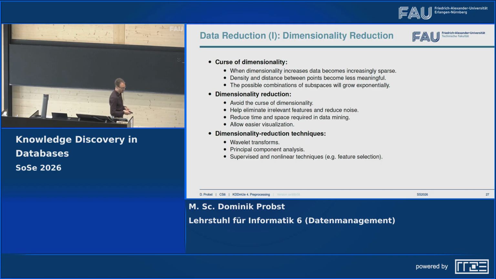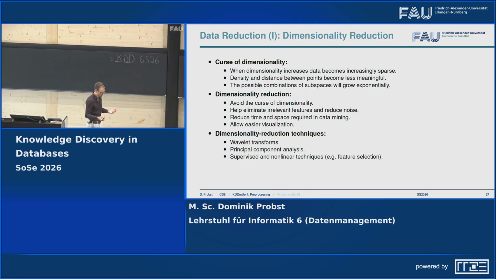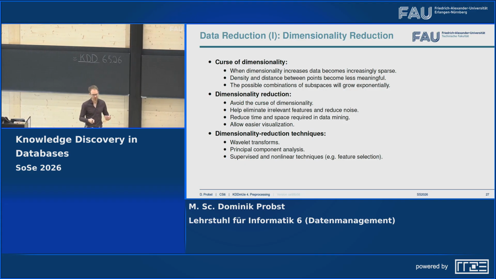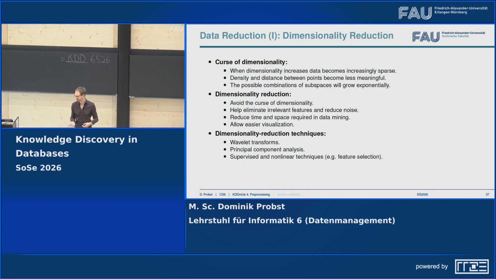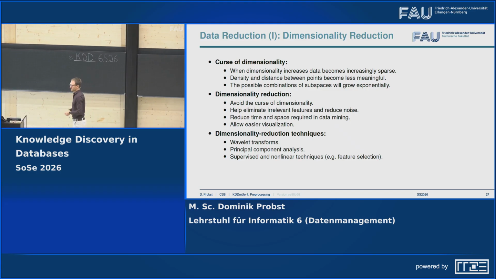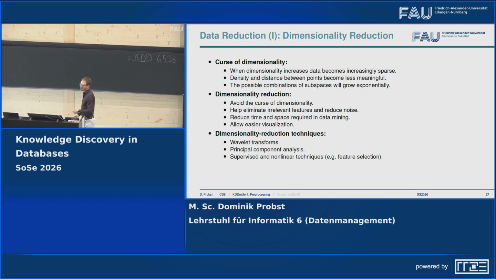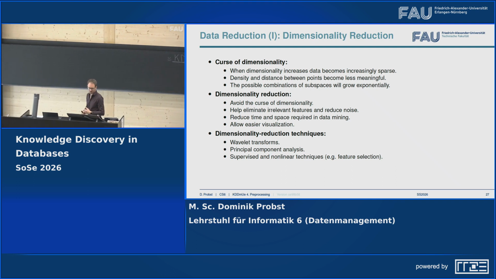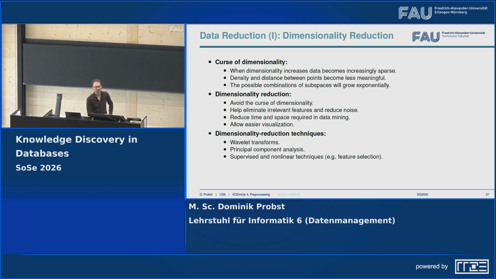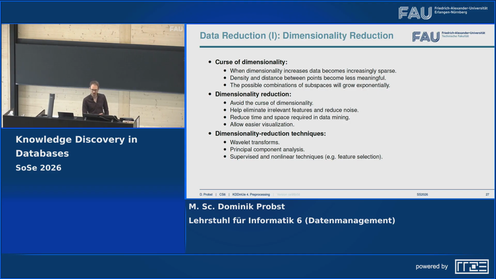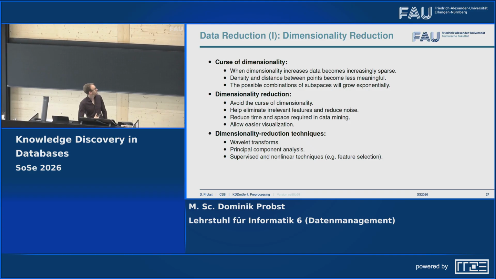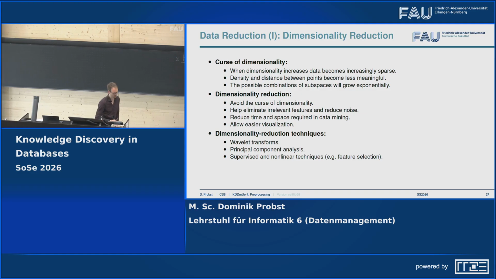Also, the possible combinations grow exponentially with each dimension we are using. So by reducing the number of attributes, the dimensions we are working on, we can avoid or reduce the curse of dimensionality. We can find irrelevant features and attributes, reduce noise, and also reduce the time and space required for our data mining efforts.